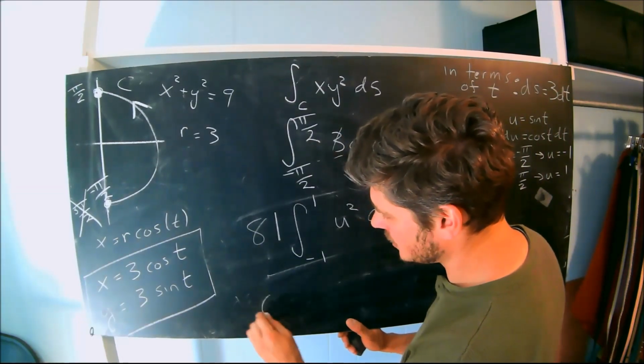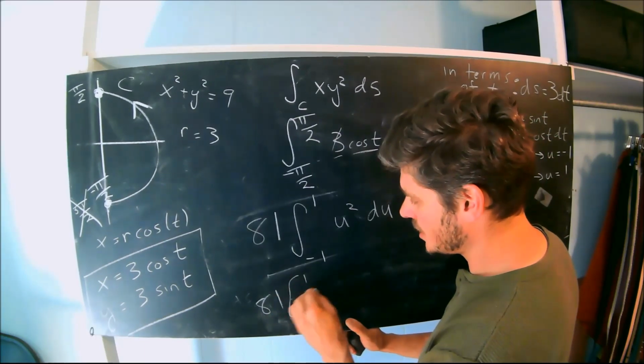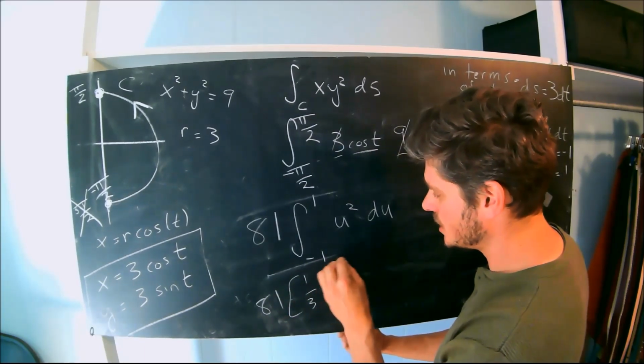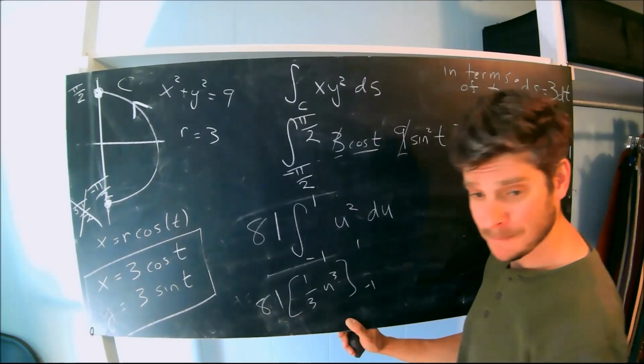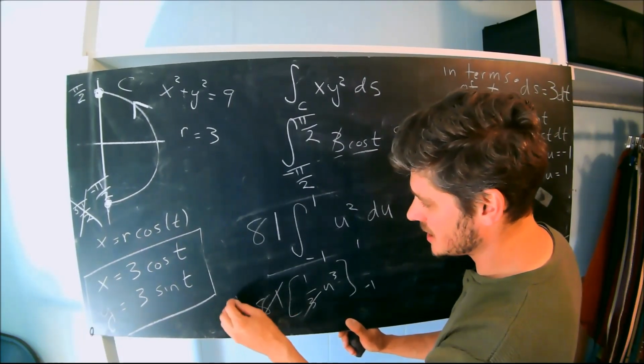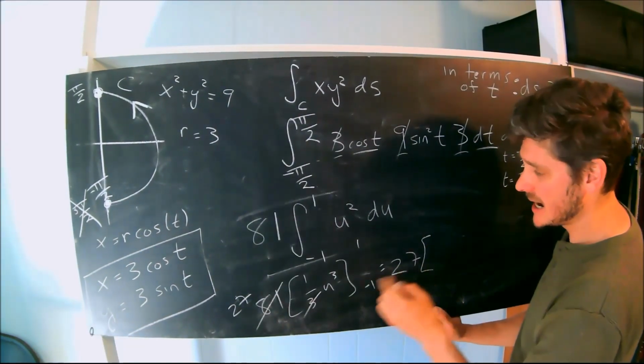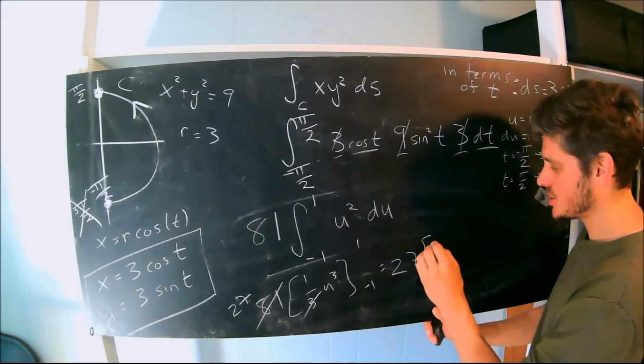Alright, so let's just finish this up real quick. So 81, the antiderivative of u squared is going to be 1/3 u cubed. We're evaluating from -1 to 1. I can clean up my constants a little bit. 81 divided by 3 is 27. So I'm going to get 27 times, and I'm pulling in my limits of integration.